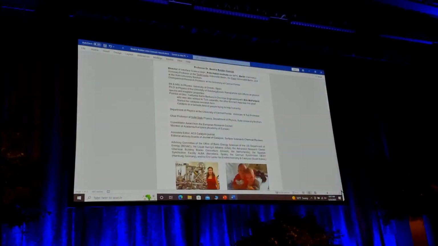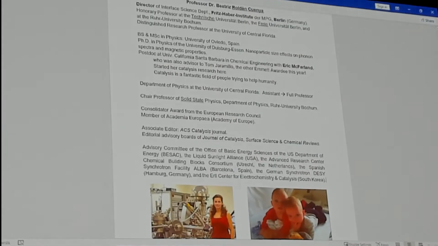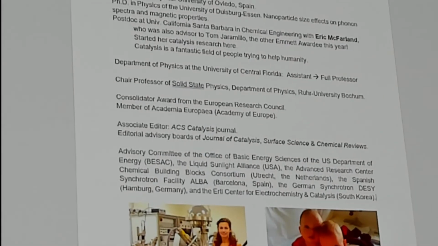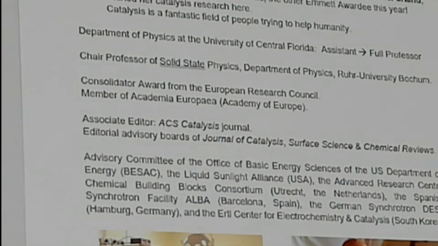She's been awarded many awards since then, and as I said, she's now one of the directors of the Fritz Haber Institute in Berlin, and directs a large group there. She's been awarded the Consolidator Grant of the European Research Council, quite an important award. She's a member of the European Academy and associate editor of ACS Catalysis, and on important editorial advisory boards.